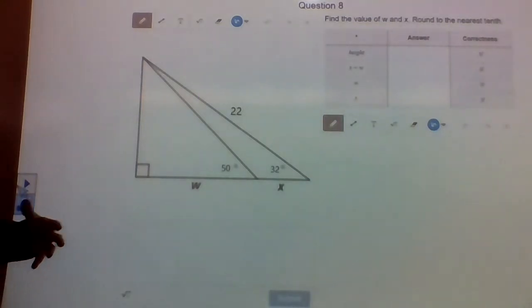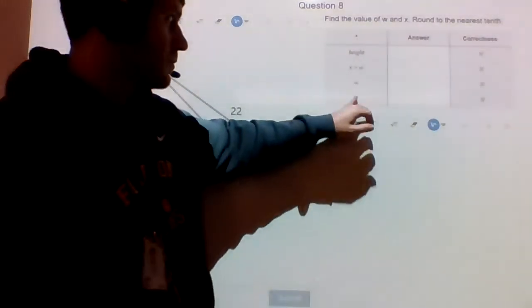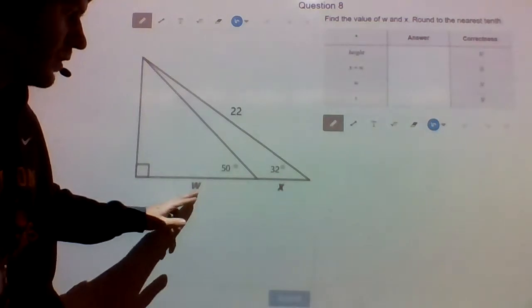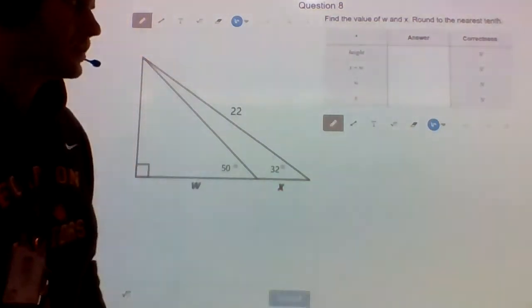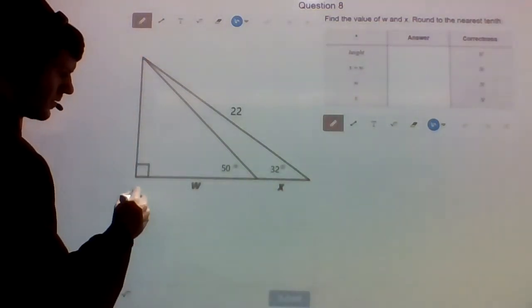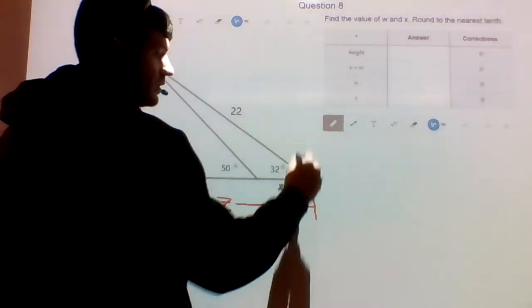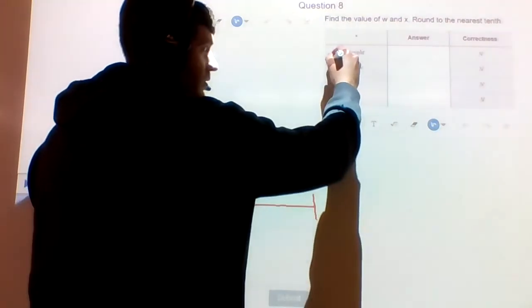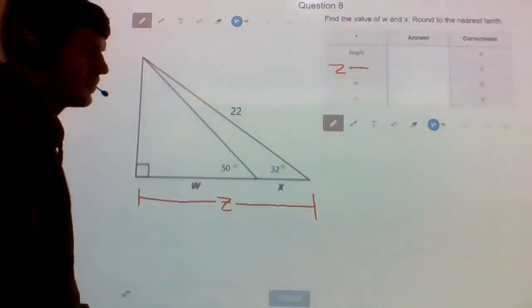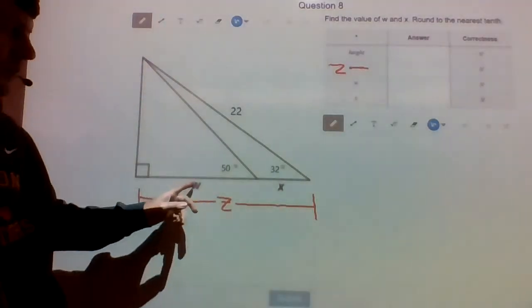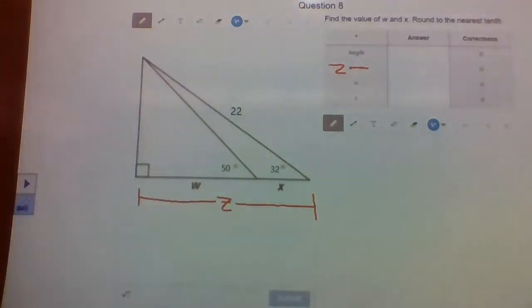Right, so we have to find the value of w and x here, but we're going to need the height and the value of w plus x, the whole base. I like to call this z instead of calling it x plus w, so z is going to equal x plus w. We're looking for the height, so I'm going to call the height y.